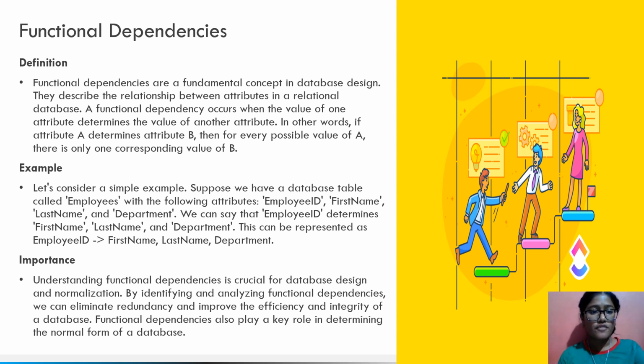So, the importance of functional dependencies. Understanding functional dependencies is crucial for database design and normalization. By identifying and analyzing functional dependencies, we can eliminate redundancy and improve the efficiency and integrity of the database. Functional dependencies also play a key role in determining the normal form of a database. So functional dependencies help remove redundant data in the table or a record.